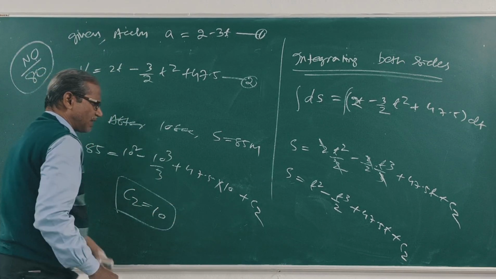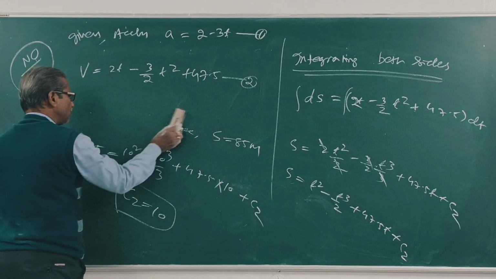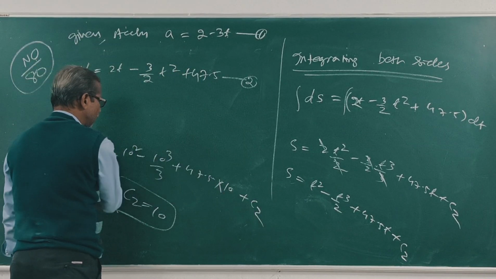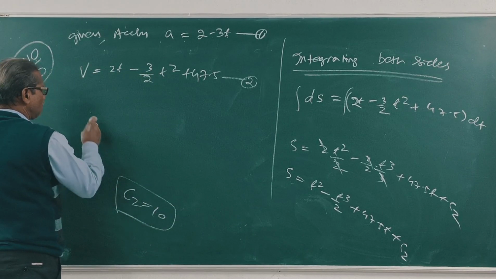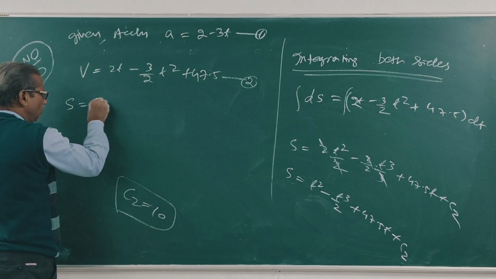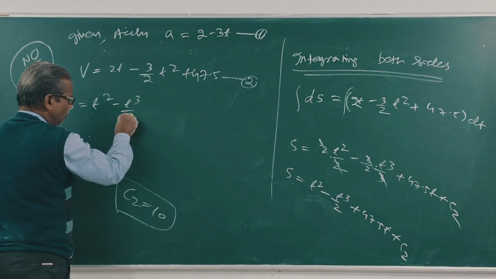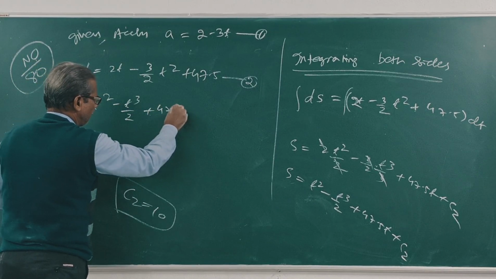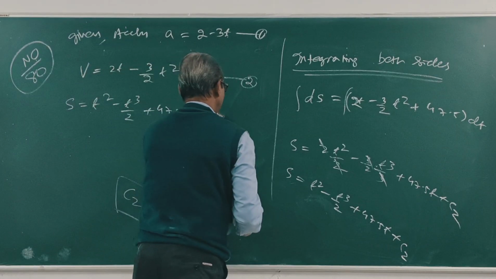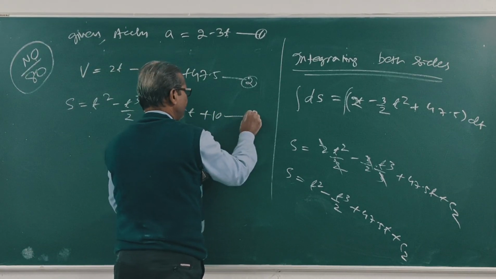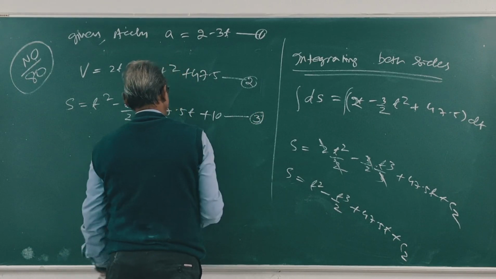Put c2 here. So s is equal to t square minus t cube by 2 plus 47.5 t plus 10. This is equation 3. Clear?